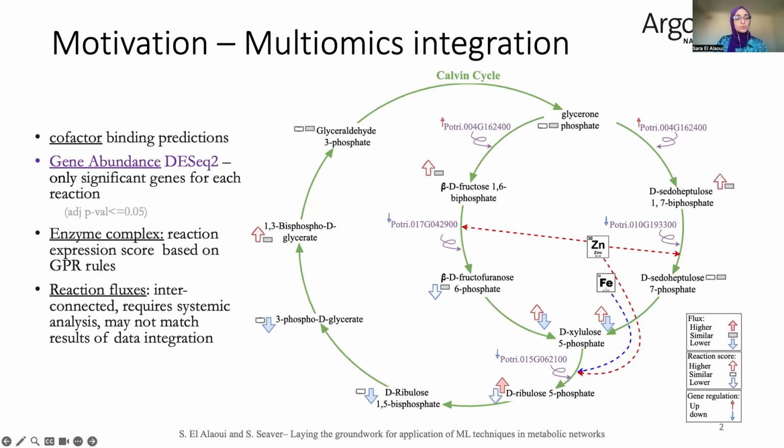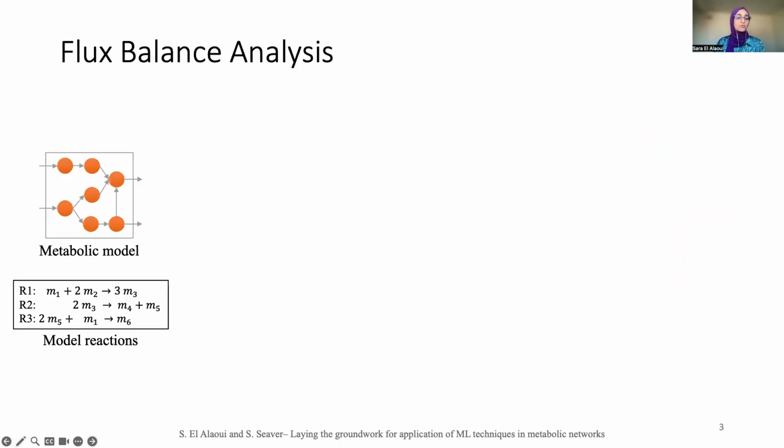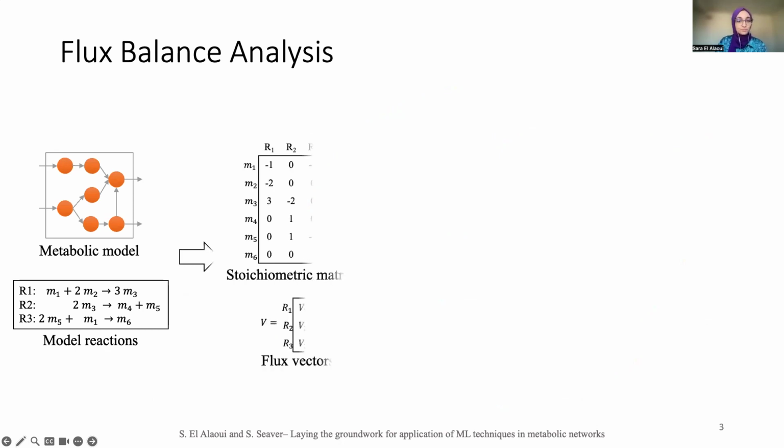So to be able to do this last part, which is reaction fluxes, we need to simulate the network. And one way in which we've been simulating the network is using flux balance analysis. I don't know how many people here are familiar with it, but you take a metabolic network and look at how reactions are related to metabolites. And so metabolite 1 plus 2 metabolite 2 will produce 3 of metabolite 3, for example, from reaction 1.